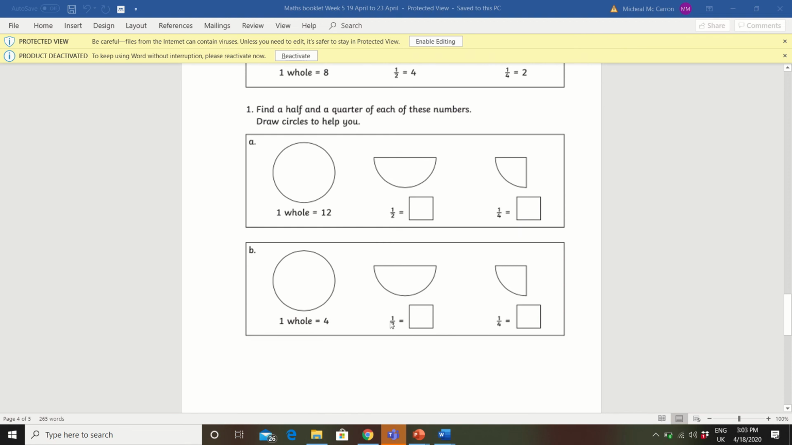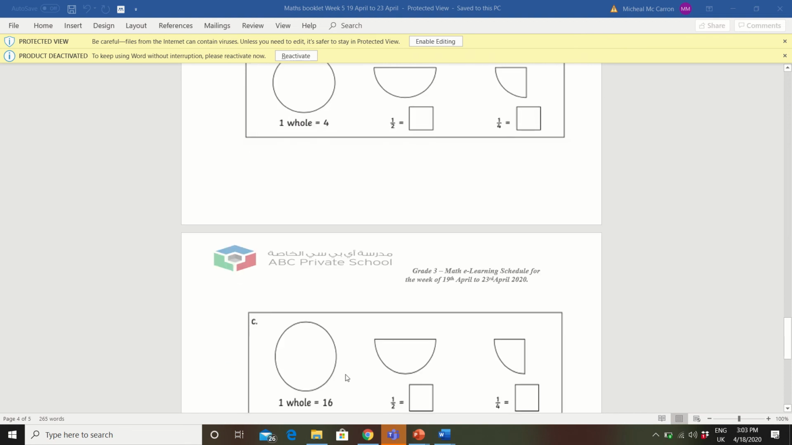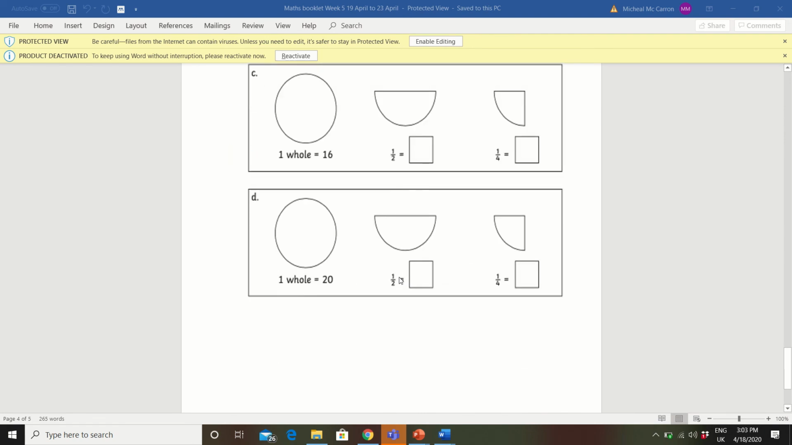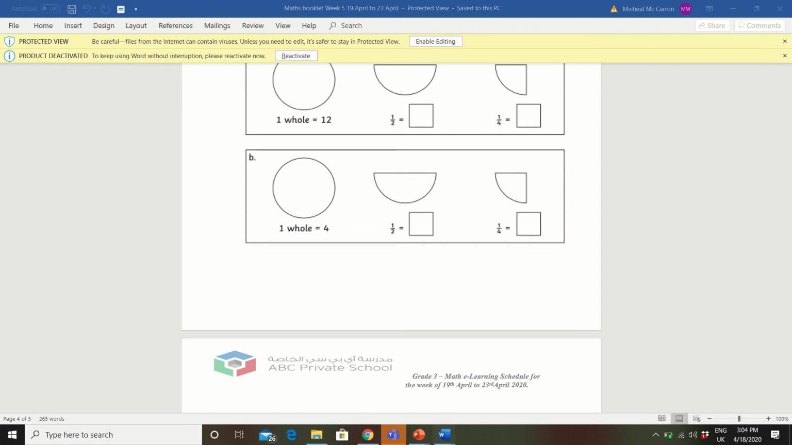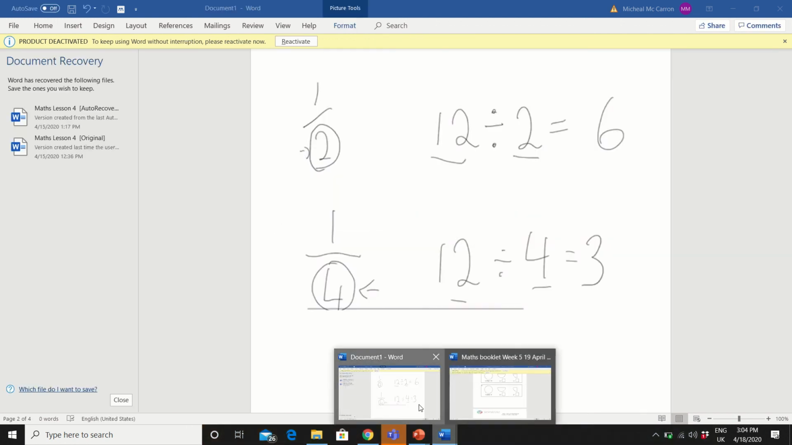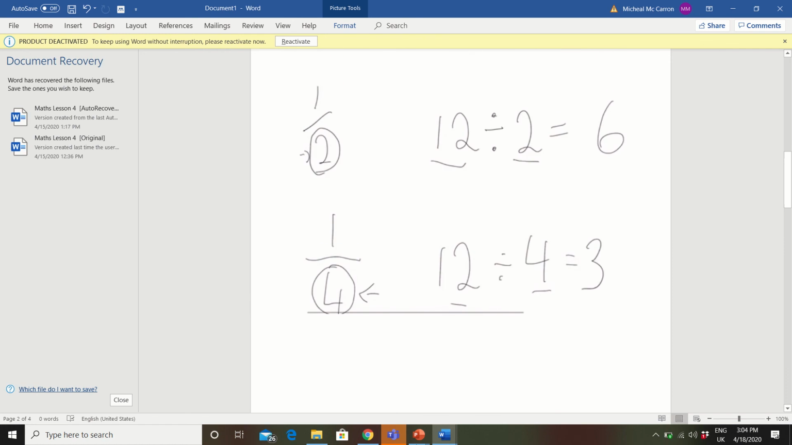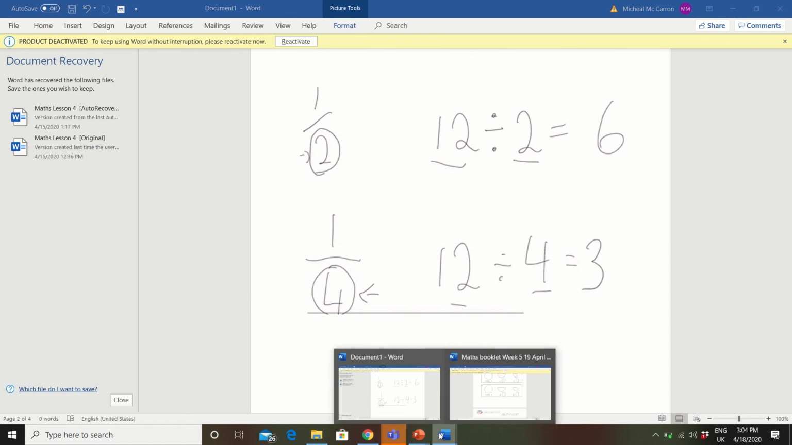Likewise here, 4 divided by the denominator, 16 divided by the denominator, and 20 divided by the denominator. Okay, so there are two ways you can do these questions. I think the answers. So I want you to do that for me now.